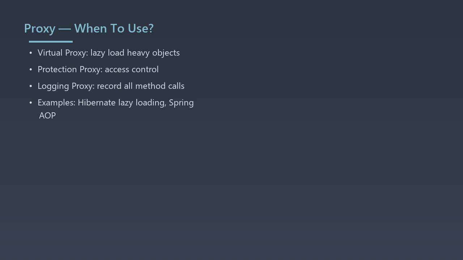Three main types. Virtual proxy for lazy loading. Hibernate uses this for database entities. A proxy sits in place of the real entity and only hits the database when you actually access the data. Protection proxy for access control: check permissions before allowing method calls. Logging proxy: intercept calls to record metrics or audit trails. Spring AOP is essentially proxy-based. It wraps your beans with proxies that add transactional behavior, security checks, or logging. If you need to control access to an object without changing it, proxy.